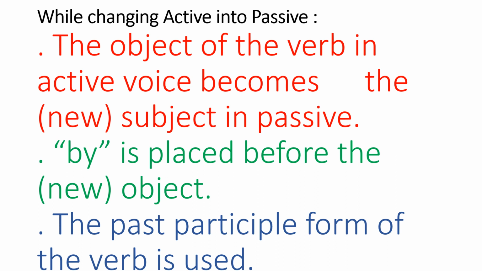In a sentence, the object of the verb in active voice becomes the subject in passive voice. The second rule is that "by" is placed before the new object. The subject changes into object, that is called the new object. The past participle of the verb is used. This means the verb in the past tense will change into the past participle, using a helping verb to complete the sentence.